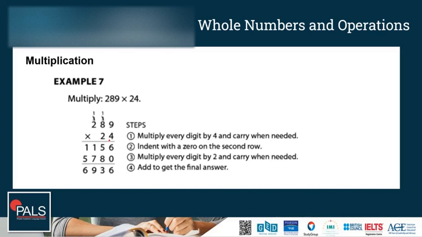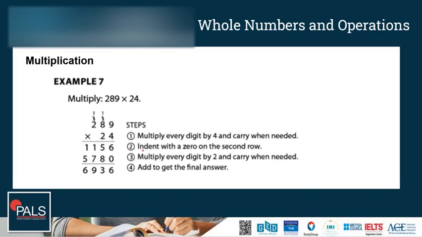So how are we gonna multiply? Okay, let's follow and understand the steps on the screen. First, multiply every digit by 4 and carry when needed, like what you did in example number 6. So 4 times 9 is 36, carry 3. 4 times 8 is 32, plus 3 is 35, and then carry 3. 4 times 2 is 8, plus 3 is 11, so it's 1156.